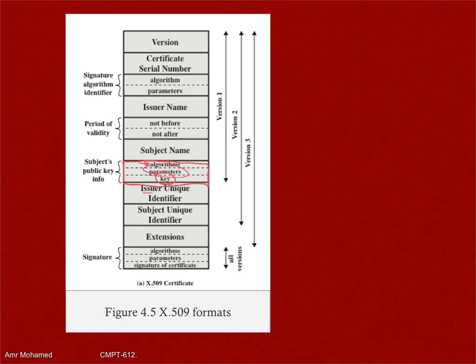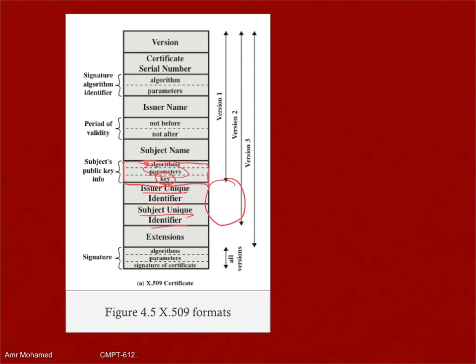Now, the issuer unique identifier and the subject unique identifier are part of version 2. Why? Because at a later stage, things became more complicated. It came to the fact that the certificate authority may in fact have multiple public keys, similar to the subject, Bob. Bob may in fact have more than one public key. Maybe one public key is used for services related to banking. The certificate authority has a certain public key which is used in a specific domain, things like that.